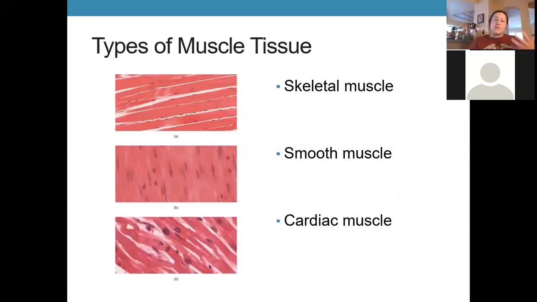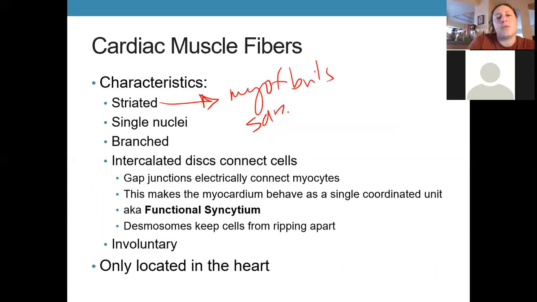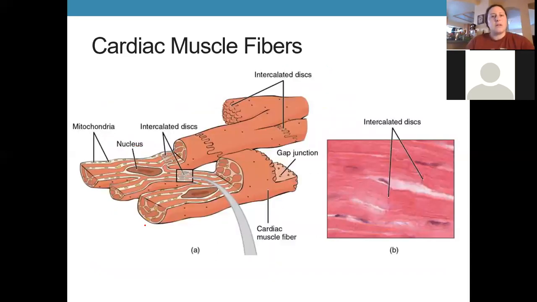So remember that we have three types of muscle tissue: skeletal, smooth, and cardiac. Now, cardiac muscle fibers are striated. And now you know that striated means that they have myofibrils and therefore sarcomeres, okay? But unlike skeletal muscle, they're single nuclei only. They are branched and they are electrically connected. So the intercalated discs have gap junctions to electrically connect them, as well as desmosomes, so that when these cells are contracting, they're not tearing apart from each other. This electrical connection means that all of the cardiac muscle behaves as one single unit, okay? So remember, the appearance of the cardiac muscle fibers with these intercalated discs and the branching.